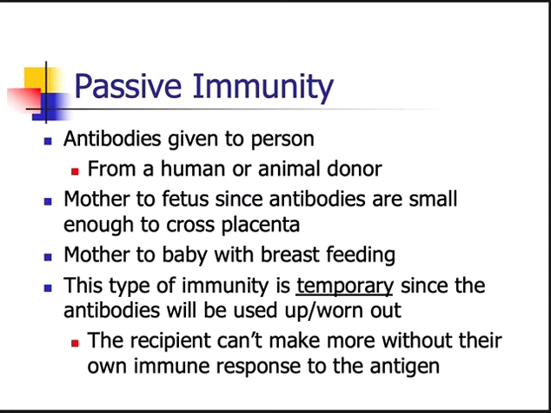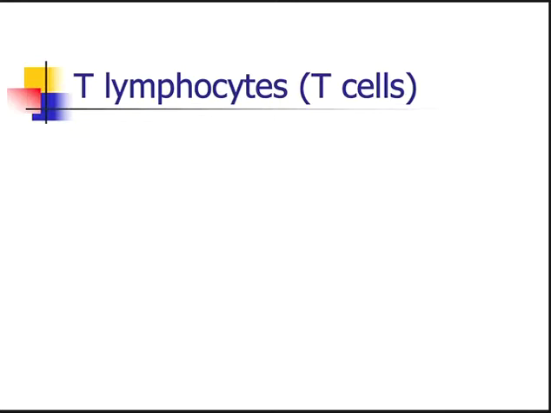But it's definitely preferred if you can breastfeed those first couple of days. So this type of immunity, passing antibodies from one individual to another individual, as I said, is temporary because the antibodies will be used up and then they're gone. You're not able to make any more because you didn't have the immune response to produce them in the first place. But this gives the baby time to get their immune system functioning so they can start making their own antibodies. Okay, so I mentioned T cells earlier, and now we're finally talking about them.